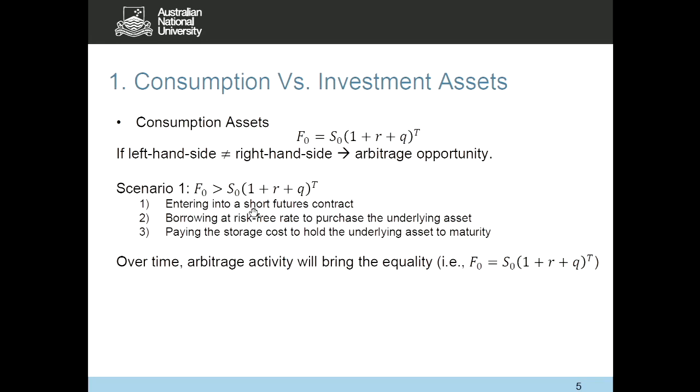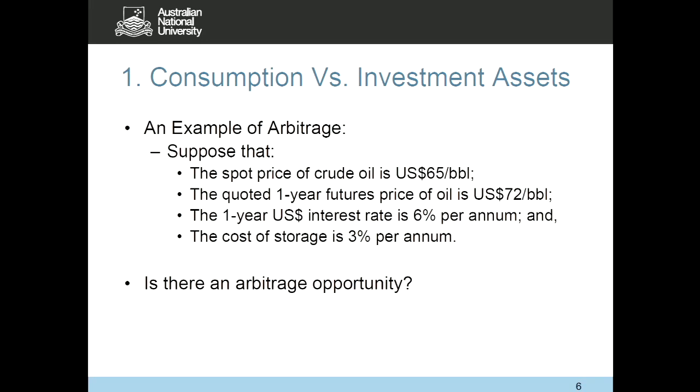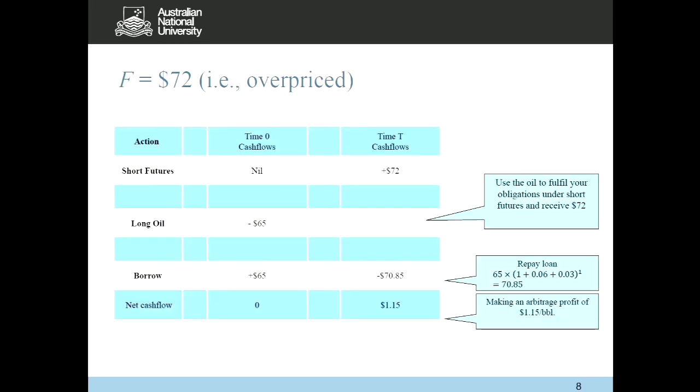So in that way, again, you can make an arbitrage profit, and if a lot of arbitrageurs are doing that, that would bring the equality to this pricing formula. In other words, that would work for the investment assets. Our pricing formula still holds for the investment asset. But let's think about the same scenario with the consumption asset.